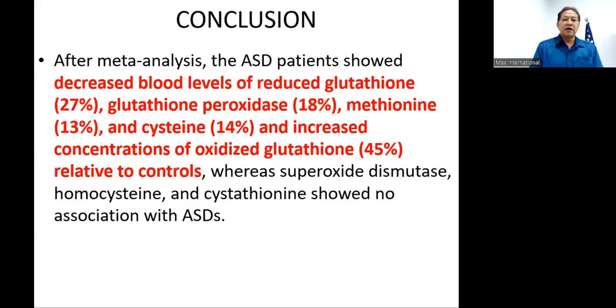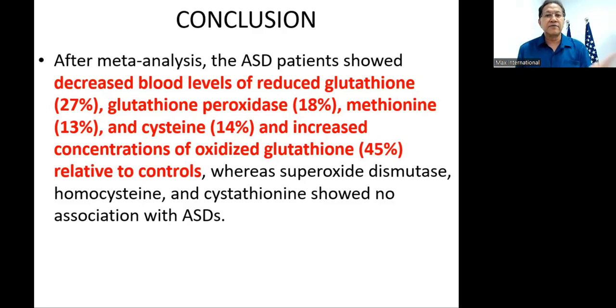So, the glutathione system is not the only antioxidant system. There are other antioxidant systems. But this study shows that in the autistic or ASD patients, only the glutathione system is affected, right? Superoxide dismutase, you are all familiar with SOD, right? It is supposed to be the strongest antioxidant enzyme, but it's not affected. Okay, but it is the glutathione system that's affected.